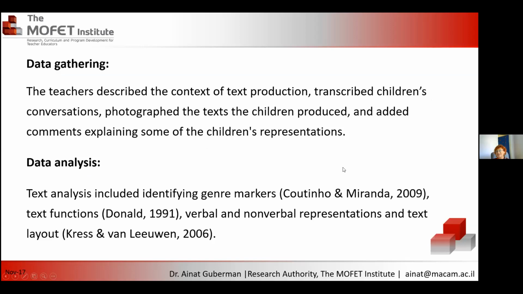The teachers described the context of text production, transcribed children's conversations, photographed the texts the children produced, and added comments explaining some of the children's representations. The data analysis is based on genre markers, text functions, and also on Kress and Van Leeuwen's work on text layout and meanings.